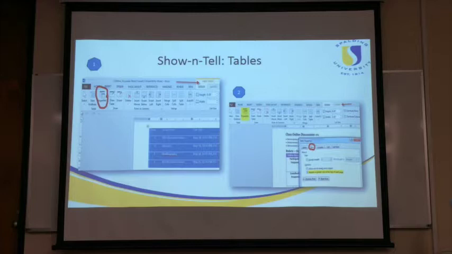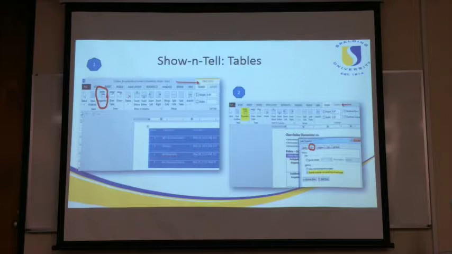So, we want to uncheck the allow row to break across pages to avoid that from breaking logical structure. You'll notice, though, in number 2, it's highlighted repeat as header row at the top of the page. That repeat as header row not only identifies the header for screen readers, but the header will also repeat for very long tables that continue on to another page.